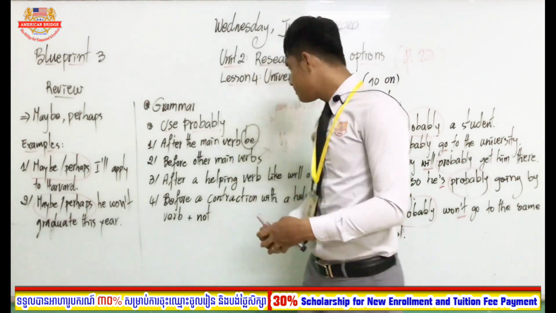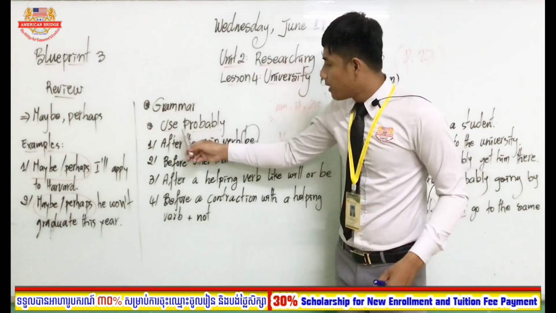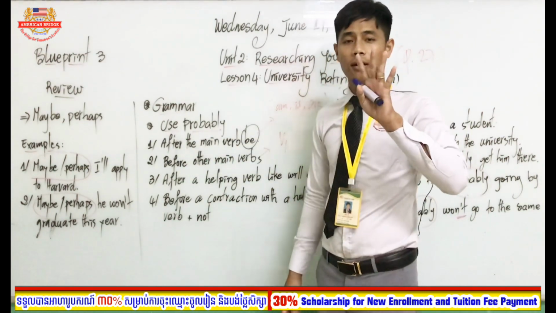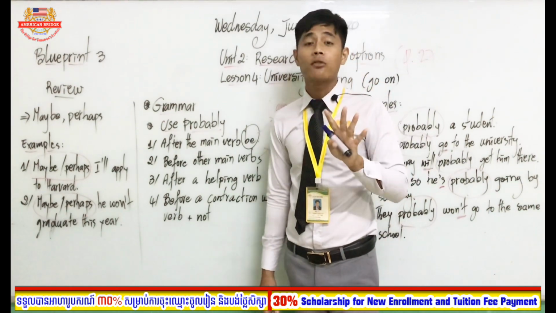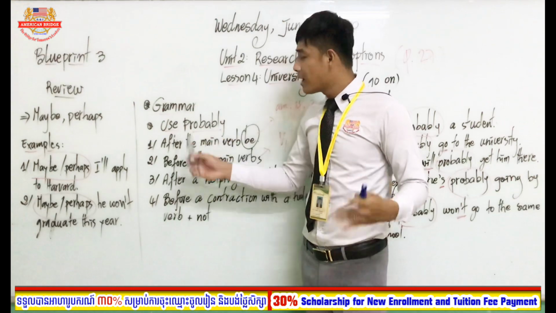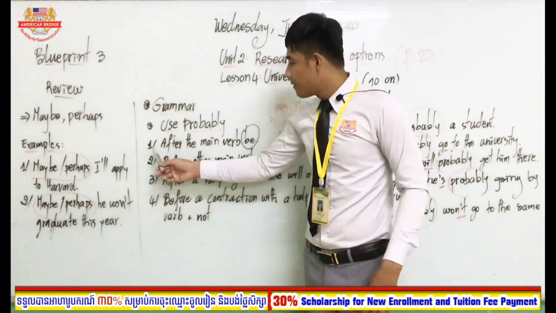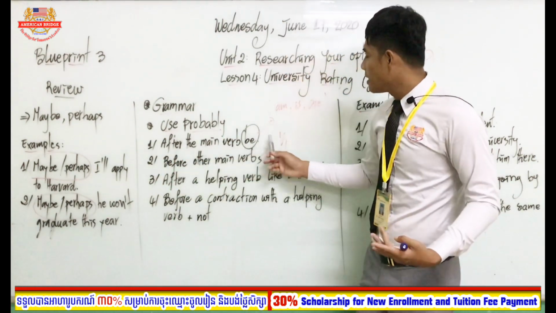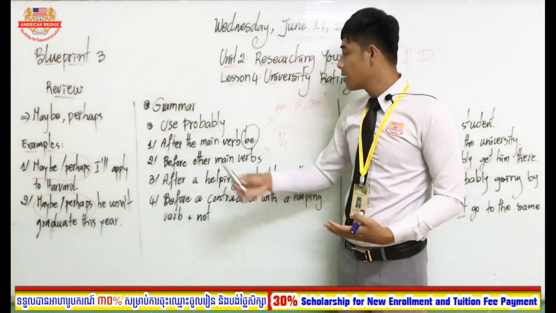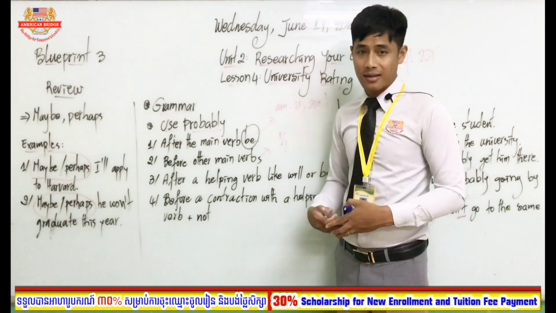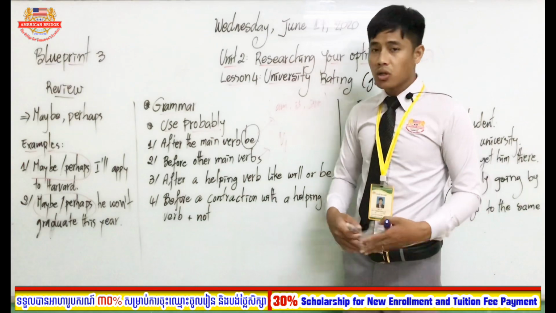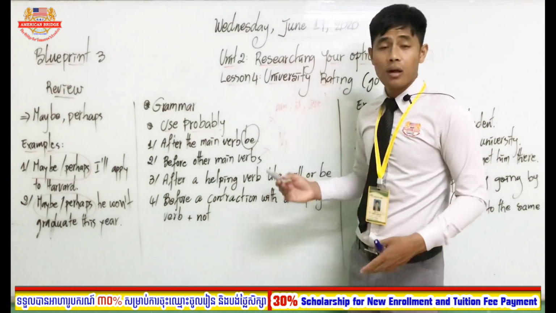Okay, so again, there are four places of probably in sentences. When we want to use it, we have to know exactly about it first. Number one, after the main verb be, so am, is, are. After am, is, are, we can put probably in that place. Number two, before other main verbs. So before other main verbs means before verb one.